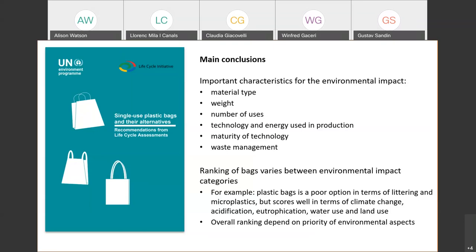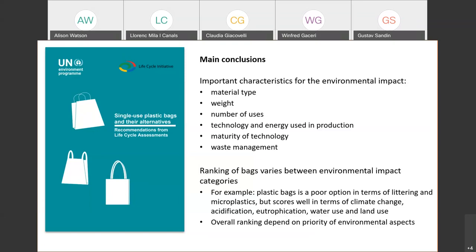Also, waste management was found to be very important. For example, paper bags ending up in landfills emit methane, contributing to climate change, but if they are incinerated, they are most often considered climate neutral, not contributing to climate change. Whereas fossil-based plastic bags being incinerated contribute to climate change. Also, we saw that the environmental impact of all bags is reduced by recycling. So depending on the end-of-life option you have at hand, the relative environmental performance of different bags can differ.